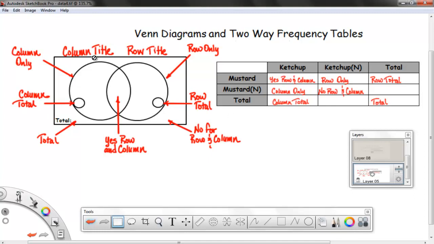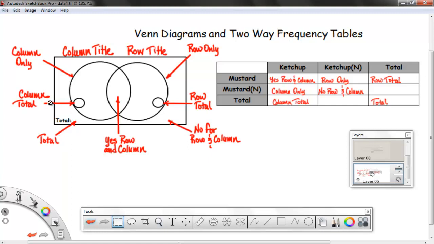So first of all, what we want to do is always label our column titles. The column will always be on the left circle. The row will be on the right circle, just for teaching purposes, so we're all talking about them the same way. Another thing that's important is, remember, we've always talked about our totals. So if you have a total, you want to fill it in. That would be the total for how many have taken the surveys.